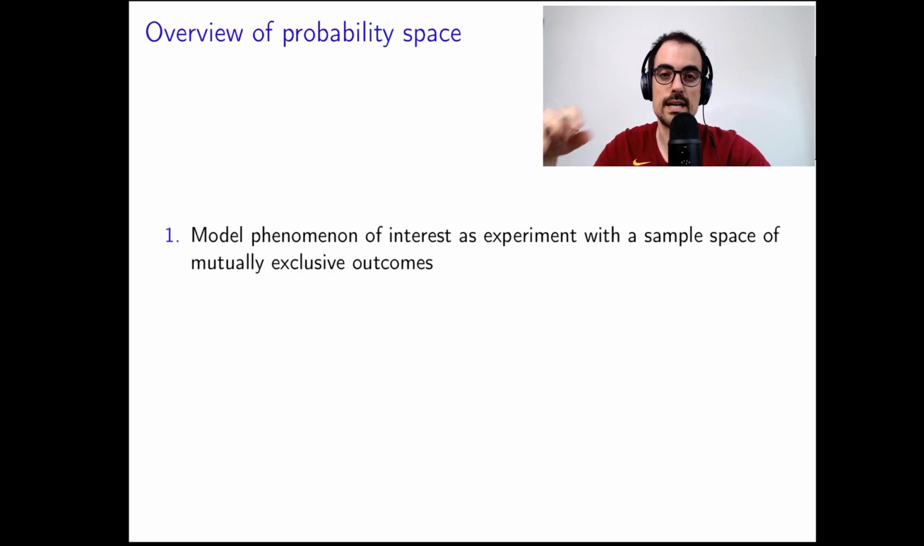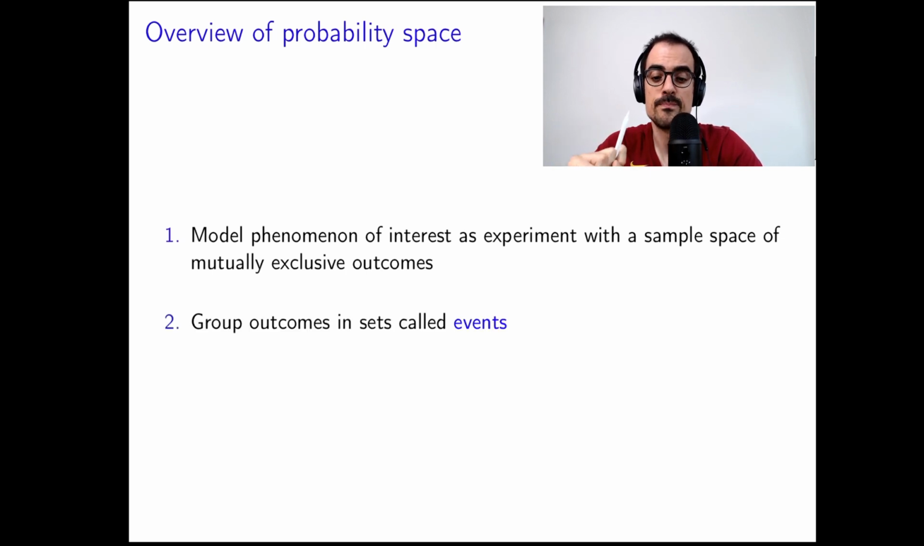Okay, so now that we have defined sample space and we have talked about this abstraction where we imagine that the phenomenon that we're studying is an experiment that can be repeated over and over, we're ready to give an initial overview of probability spaces, which is the mathematical framework that we're going to use to define probabilities. So again, we model the phenomenon of interest as an experiment with a sample space of mutually exclusive outcomes. And then what we do is we group those outcomes into events. These are just sets of outcomes that we find interesting, and we assign probabilities to those events.